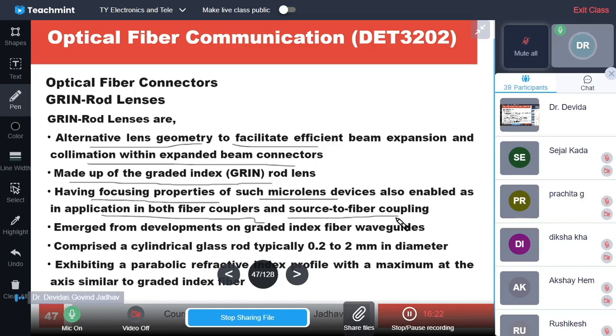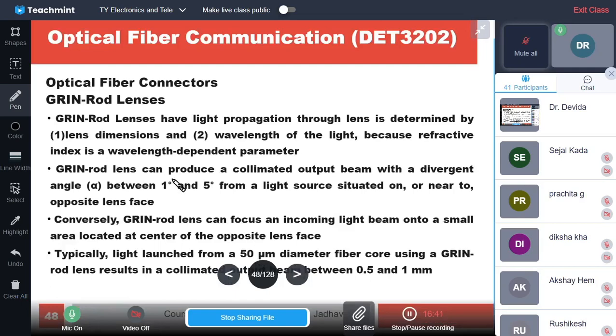So it can be used in fiber coupler, source to fiber, fiber to detector, and fiber to fiber is also possible. So emerging from development of the graded index fiber, the lens comprises a cylindrical glass rod, typically 0.2 to 2 millimeter diameter, and exhibits a parabolic refractive index profile. So green rod lenses have propagation through the lens determined by lens dimension and wavelength of the light also.